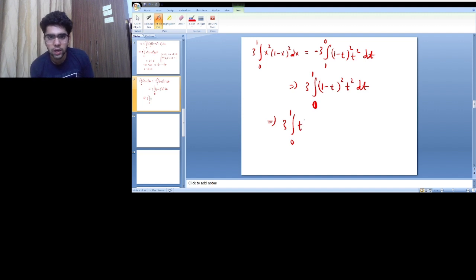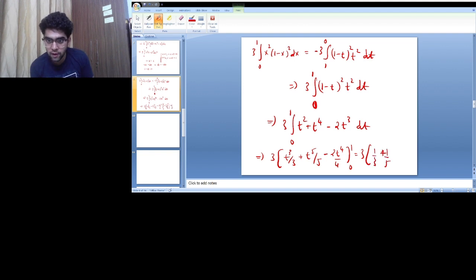So this gives me t square plus t to the power 4 minus 2t cube dt, and this gives me 3 into t cube by 3 plus t to the power 5 by 5 minus 2t to the power 4 by 4, from 0 to 1, which is essentially equal to 3 into (1 by 3 plus 1 by 5 minus 1 by 2).